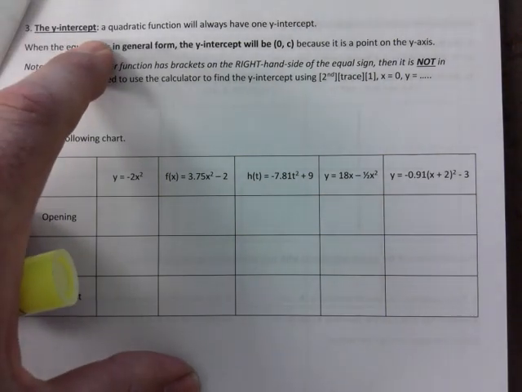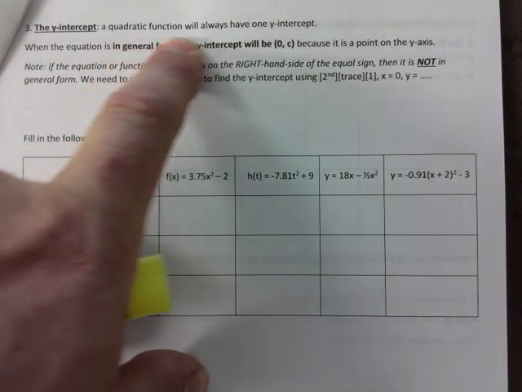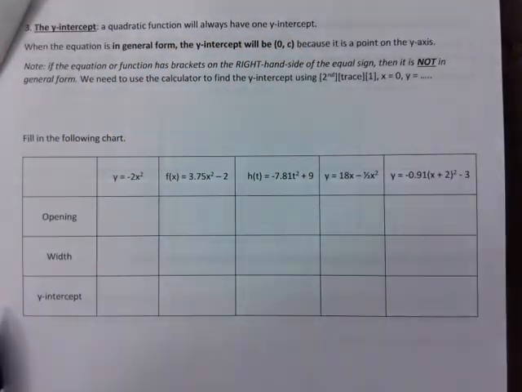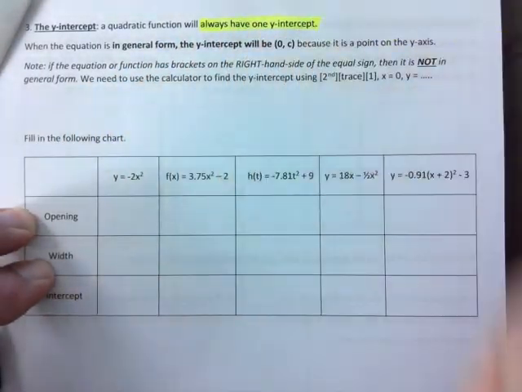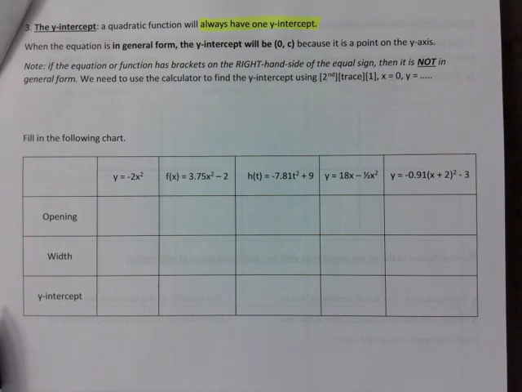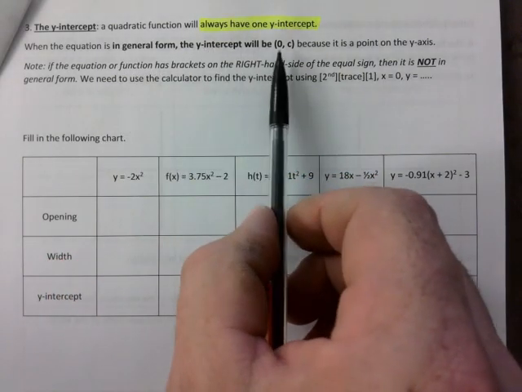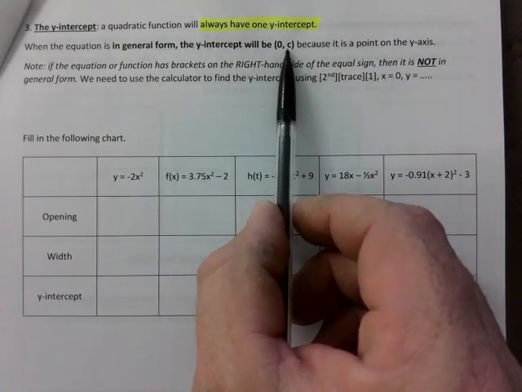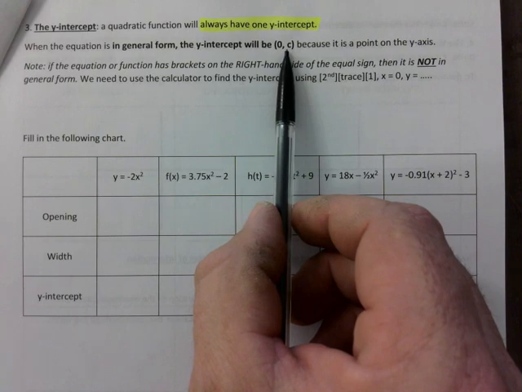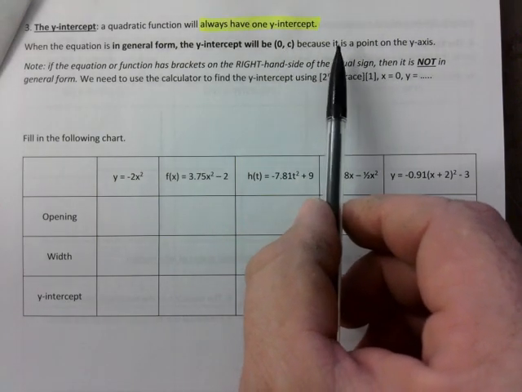The y-intercept is on page 4. A quadratic function will always have a y-intercept. There's no doubt about it. It will cross the y-axis at one point. When the equation is in general form, the y-intercept is c. That's not a surprise. I told you that already on page 3 at the top there, because it is a point on the y-axis.